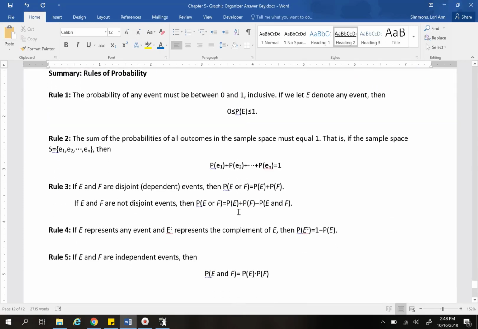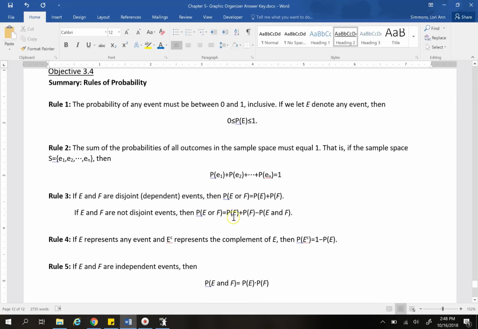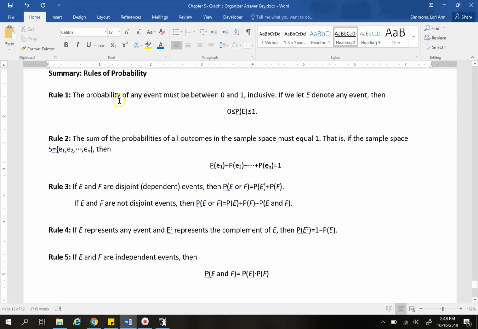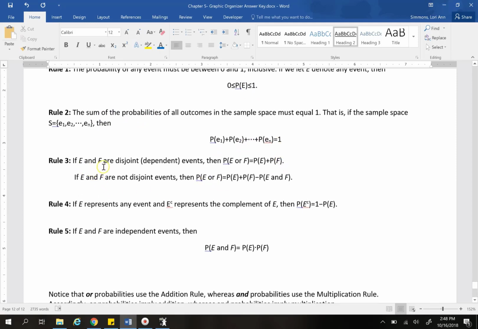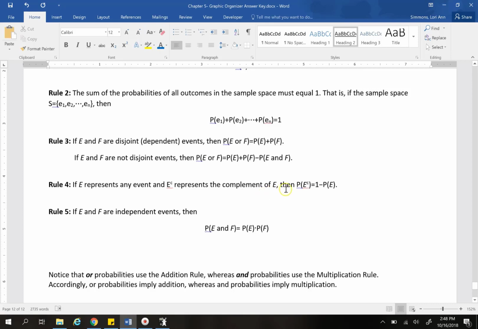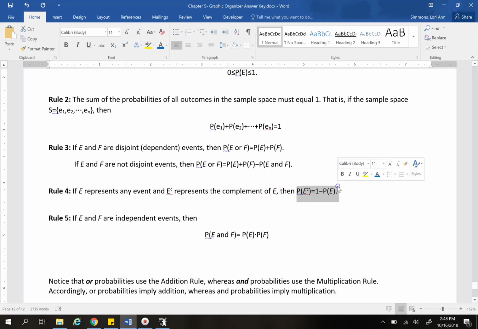So below are the summary of the rules that we have learned in this chapter. Rule 1 is that the probability of any event must be between 0 and 1. Rule 2, that the probabilities have to add up to 1. If you are working with disjoint or dependent events, you're going to just add them together. If they are independent events or not disjoint, you're going to add them together and then subtract what they have in common. E to the C represents a complement. Here's the formula for that.